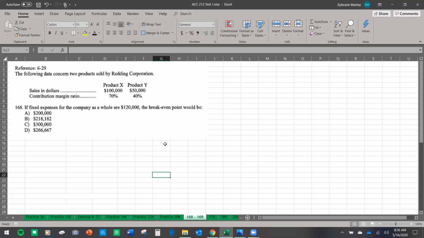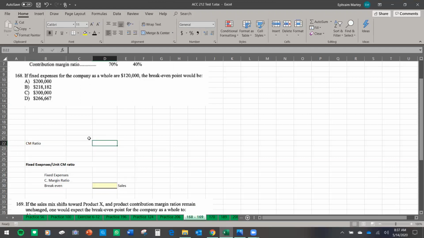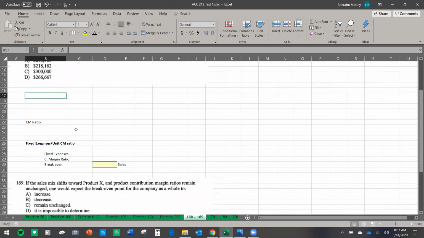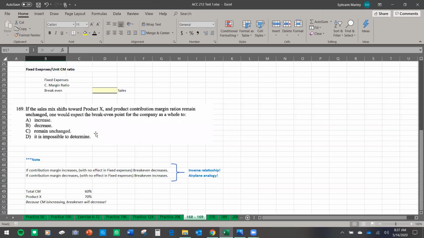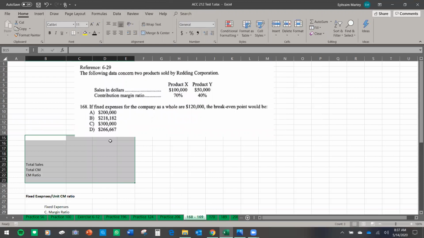What are we trying to find here? They want us to find fixed expenses for the company as a whole at 120,000. The break-even point will be dash. Now, this is similar to what we did in the previous ones, but I'm going to do it in another way, and I hope that will help you find it quicker or easier.